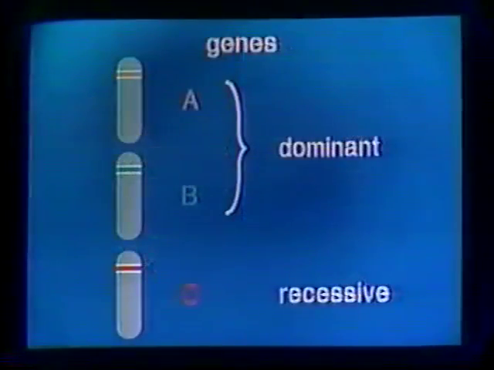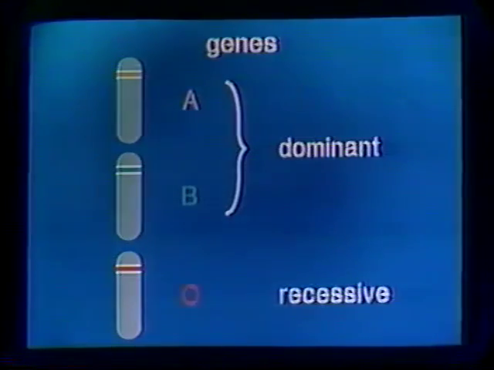There is one gene for A, another for B, and a third for O. For clarity here, we will label them that way. Professional scientists use a somewhat more complicated system. A and B are dominant, O is recessive.